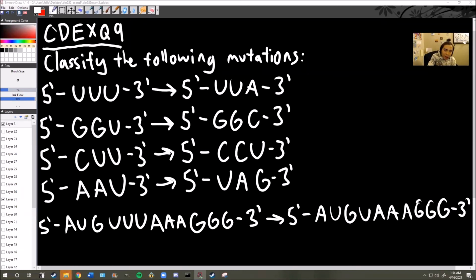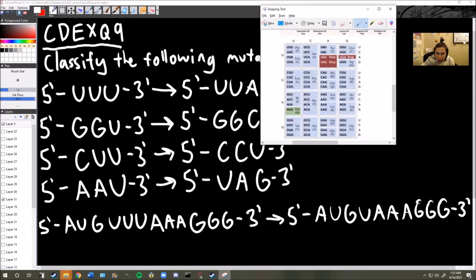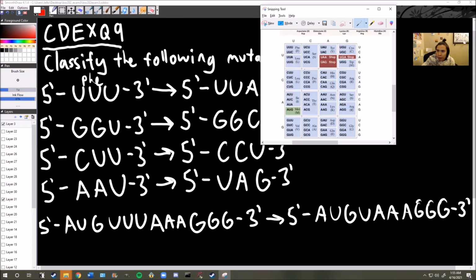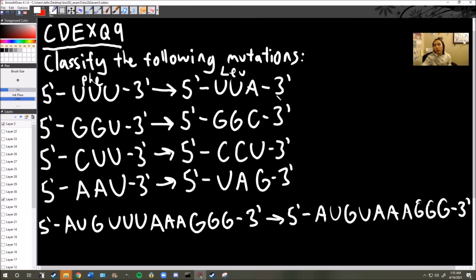But anyways, central dogma example question 9. Classify the following mutations. Okay, so we're looking at this one. We have UUU, we have UUA, and this looks to be our mRNA. Only one nucleotide was changed, meaning that this is a substitution mutation, which is also a point mutation, in that only one nucleotide is changed. UUU would be phenylalanine, PHE, and UUA would be leucine. Because the substitution resulted in a new amino acid being coded for, this is a missense mutation.